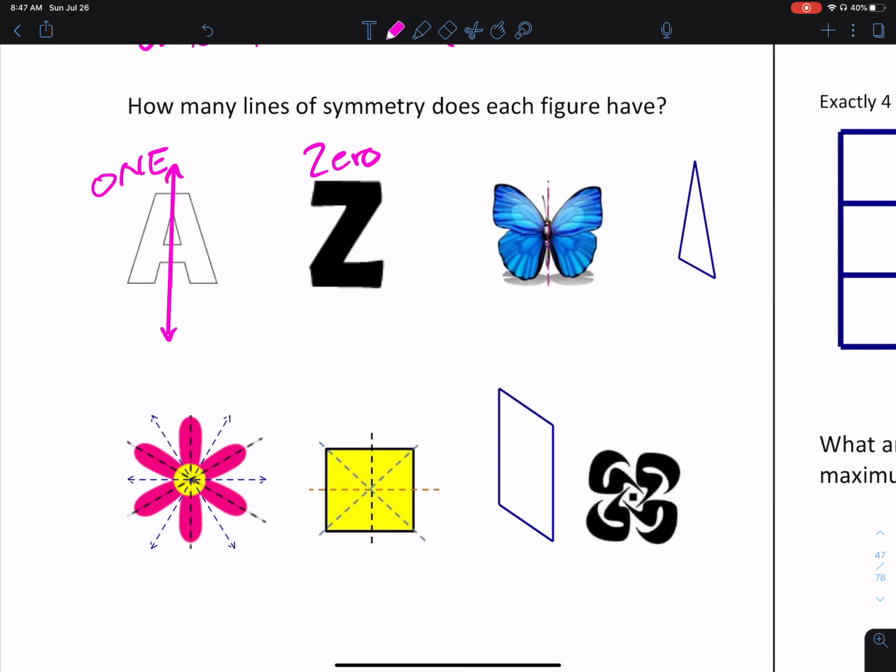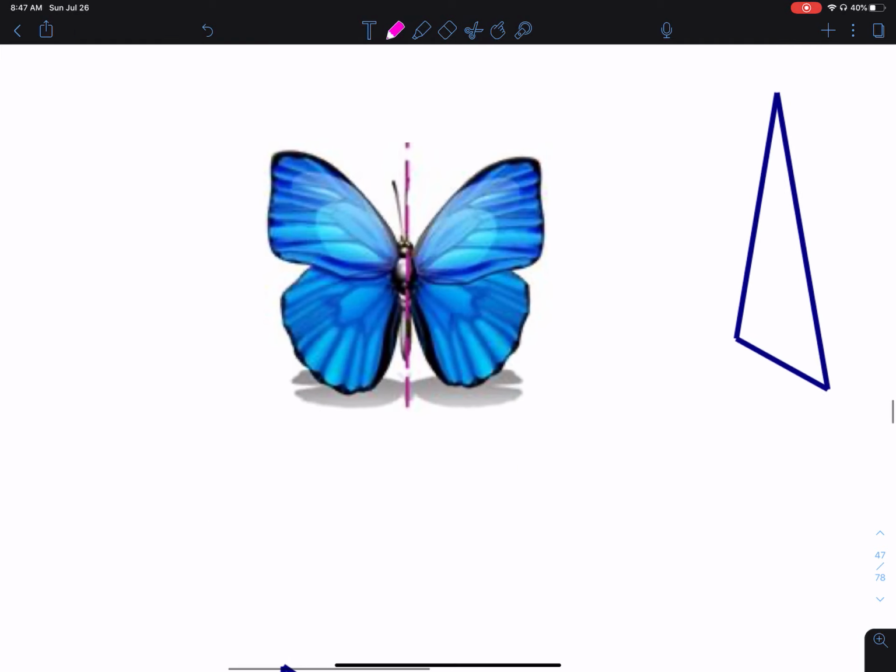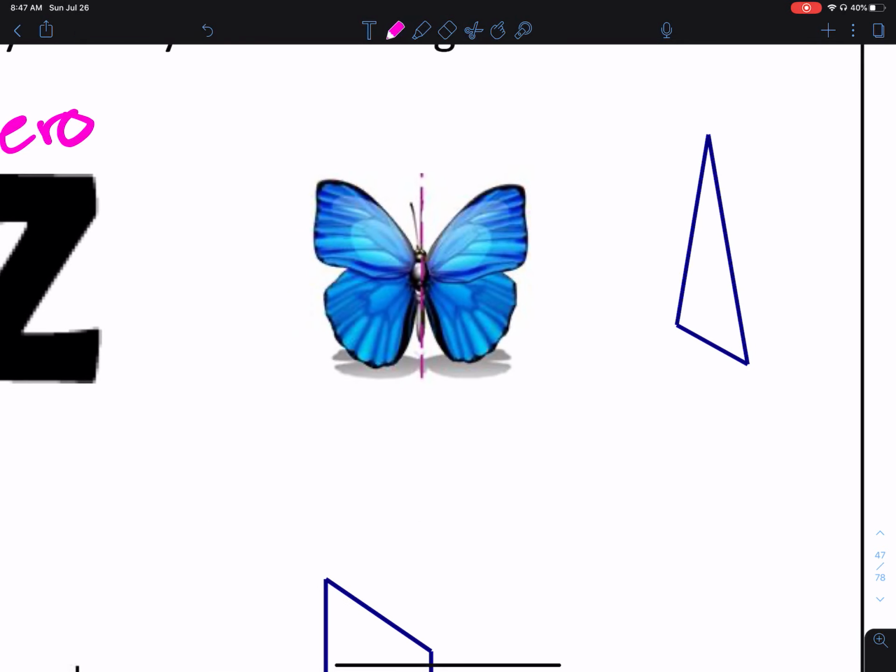How about this butterfly? Now, I'm not trying to trick you. If you look closely at this butterfly, I'm going to sneeze, darn it. Hold on a second, I'm sorry. What's happening? Oh, that was wet and wild.